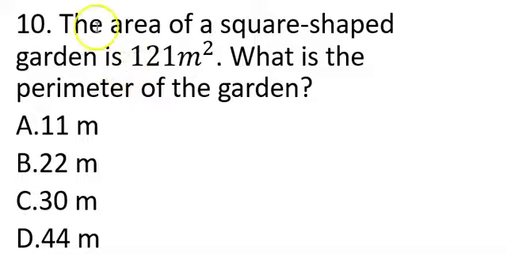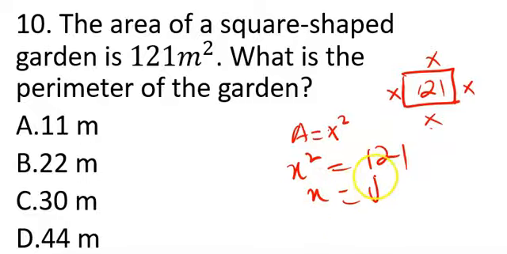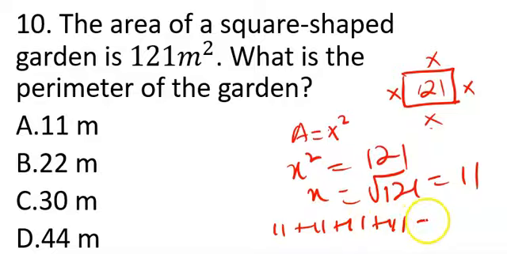Let's look at the last question. The area of a square-shaped garden is 121 meters squared. What is the perimeter of the garden? Assuming this is your square, not drawn to scale, the area is 121, and the square has all sides equal. The area of a square is x squared, because length times breadth is x squared, since the length is equal to the width. So x squared is equal to 121, and x is the square root of 121, which is 11. Each side is 11. Perimeter is the distance around a figure, so 11 plus 11 plus 11 plus 11 gives us 44. The answer is D, 44.